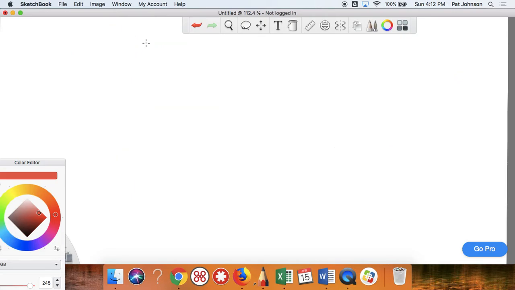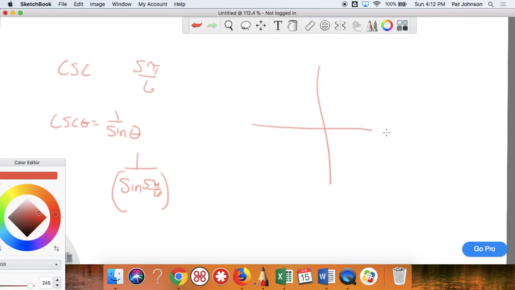Now let's look at B. B is cosecant of theta equals 5 pi over 6. Oh, they want us to find cosecant of 5 pi over 6. Well, I know cosecant of theta equals 1 over sine of theta. Okay, so if we simply plug it in, it's 1 over sine of 5 pi over 6. So first we have to evaluate this. So what is 5 pi over 6?